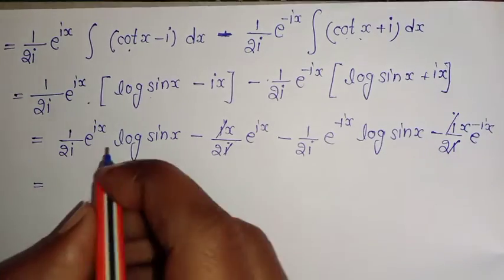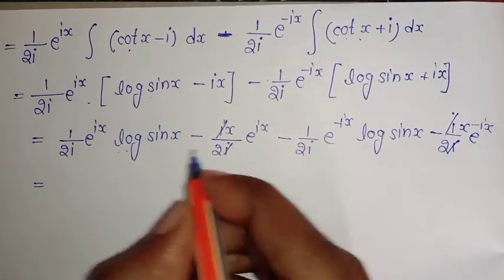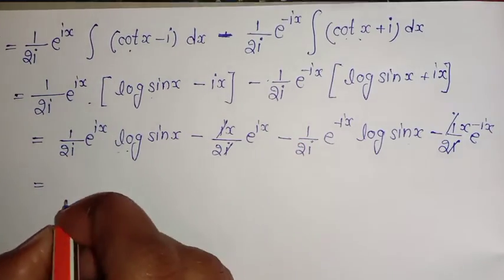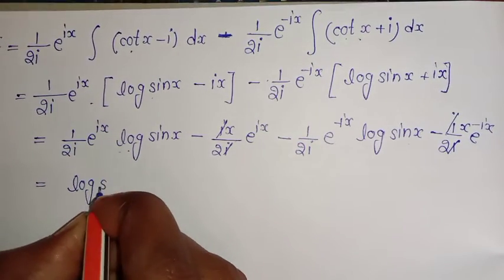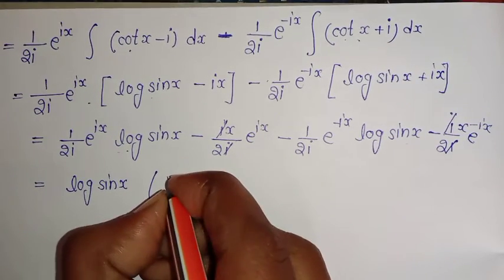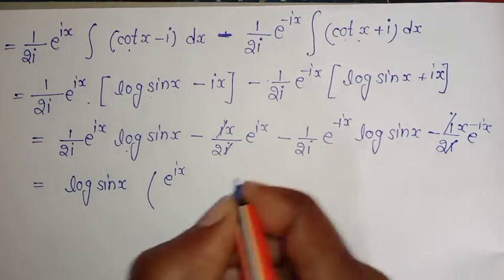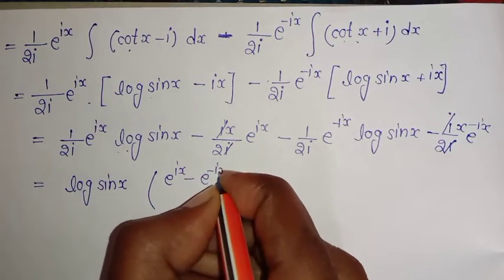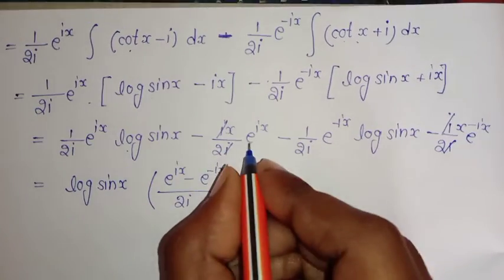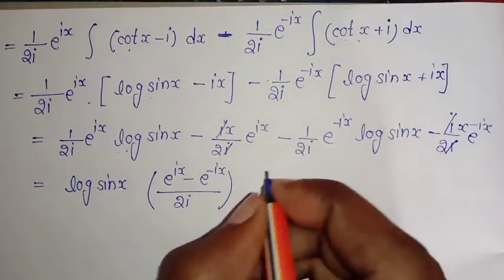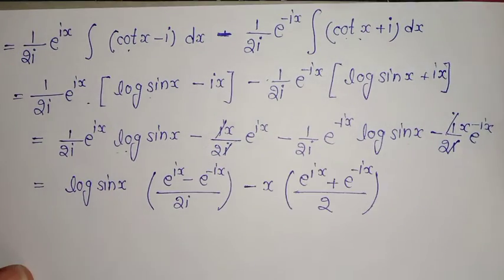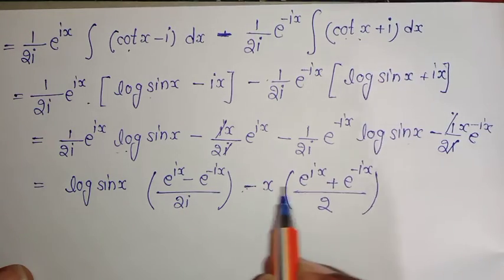So if we see that this term is common in these two terms, we can take it outside. If we take log sin x as common, then we get (e raised to power ix minus e raised to power minus ix) by 2i. And if we take minus x as common, then we get this term.